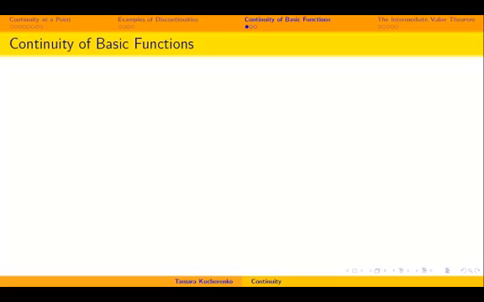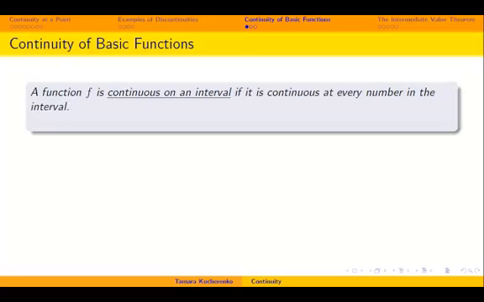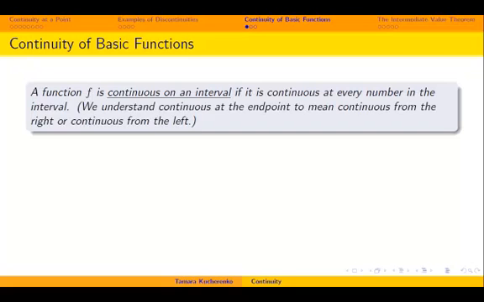After looking at some examples of discontinuities, we focus again on continuous functions. We say that a function f is continuous on an interval if it is continuous at every number in the interval. We understand continuous at the endpoint to mean continuous from the right or continuous from the left.